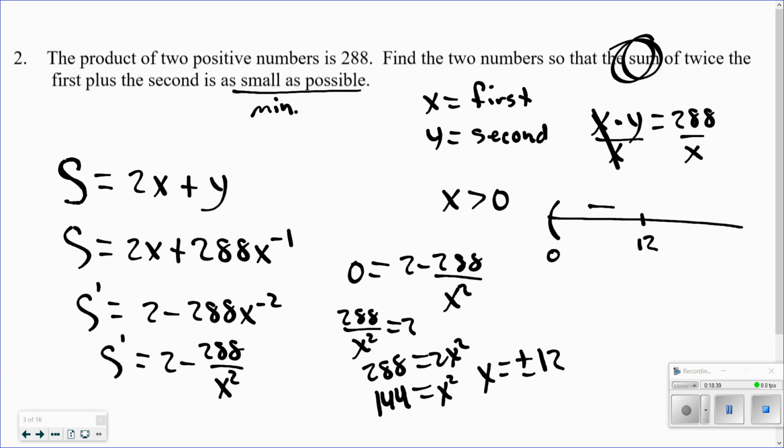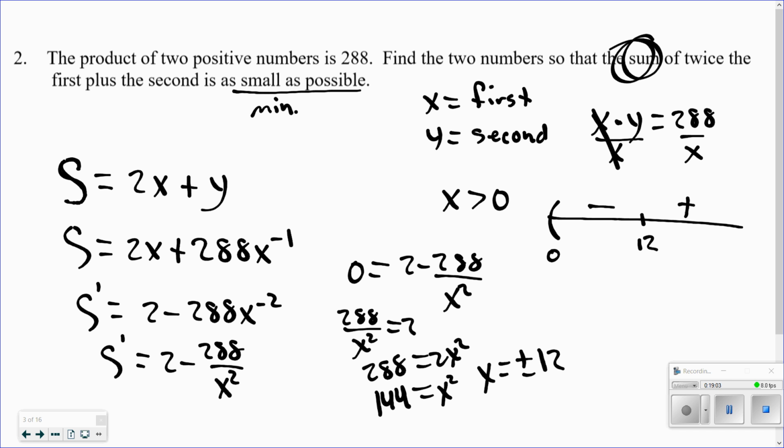Okay, plug something in bigger than 12, excuse me. So let's pick something that's easy to plug in. Let's do 20. 20 squared is 400. 288 divided by 400, I don't know what that is, but if I go 2 minus that, it's going to be a positive. Okay, so we verified 12 is a minimum.